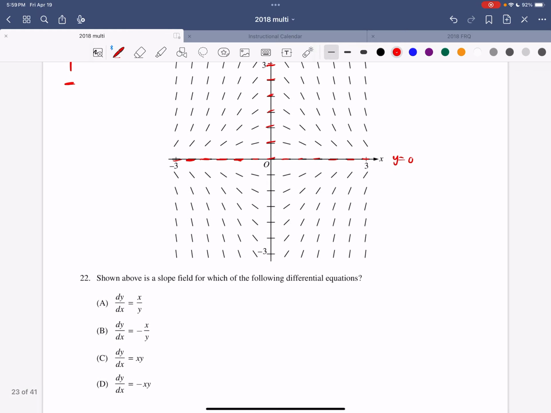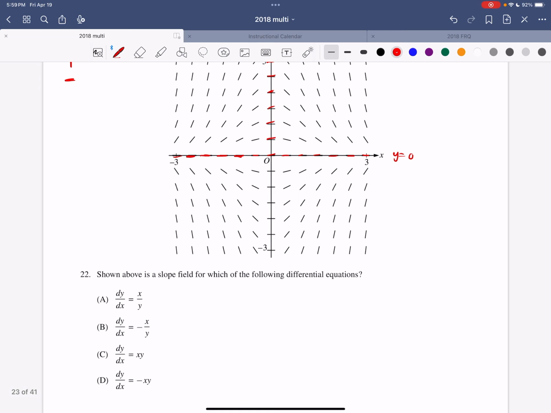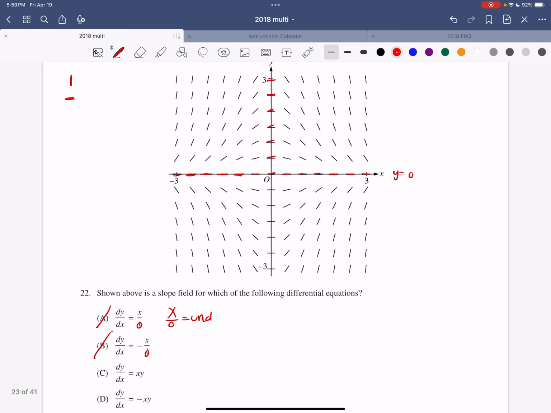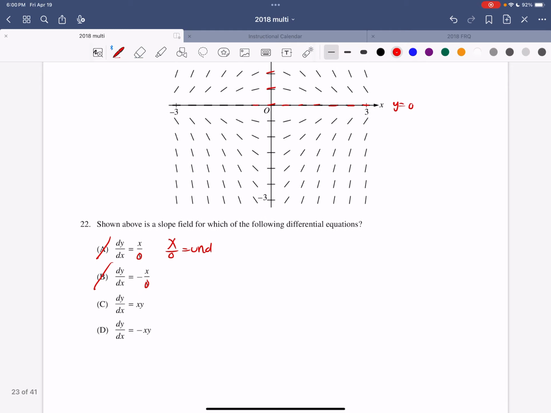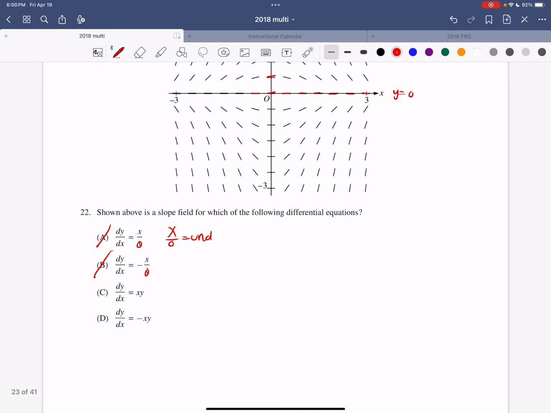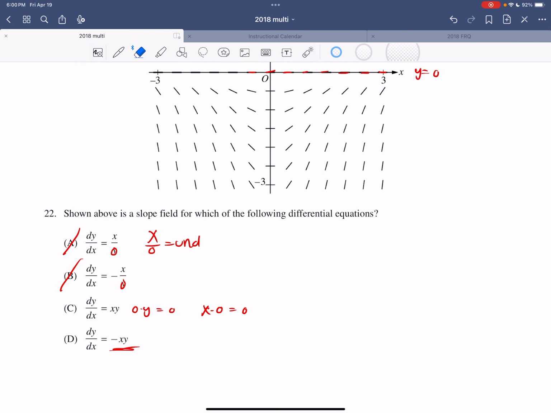So do you see when y is equal to 0, you're not getting undefined. So these two cannot be the answer because x over 0 should be undefined, which means this one should be like this, supposedly. But it's getting 0 slope, right? So these two, A and B, cannot be the answer. This one can be the answer because when x is equal to 0, you're going to get 0. And when y is equal to 0, you still get 0. And so is this. So the answer is going to be either C or D.